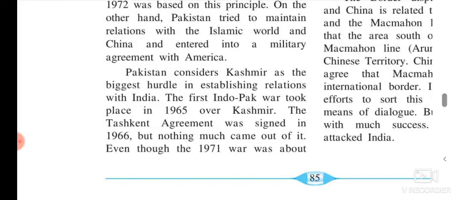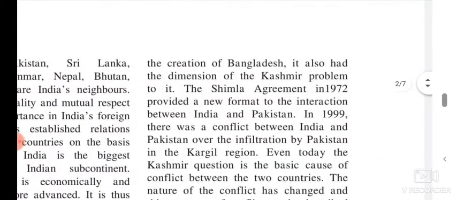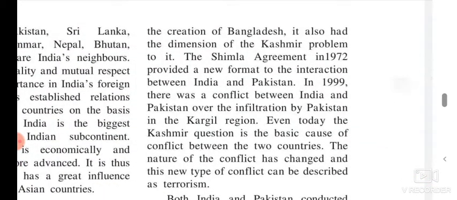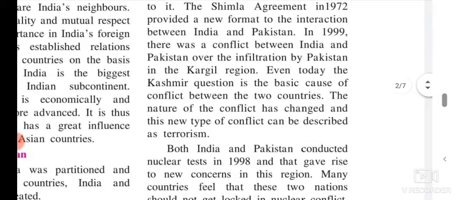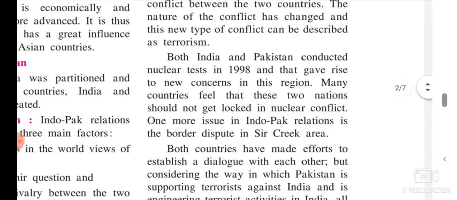Even though the 1971 war was about the creation of Bangladesh, it also had the dimension of the Kashmir problem to it. The Shimla Agreement in 1972 provided a new format to the interaction between India and Pakistan. In 1999, there was a conflict between India and Pakistan over the infiltration by Pakistan in the Kargil region. Even today, the Kashmir question is the basic cause of conflict between the two countries. The nature of the conflict has changed, and this new type of conflict can be described as terrorism.